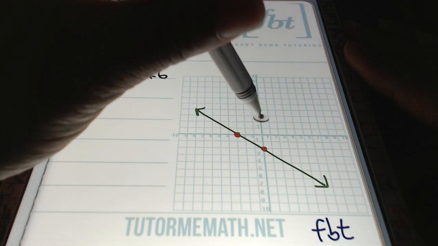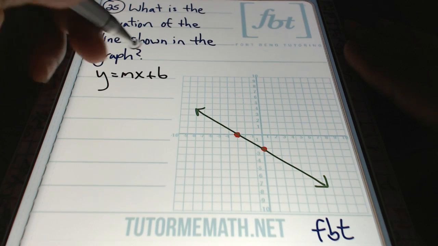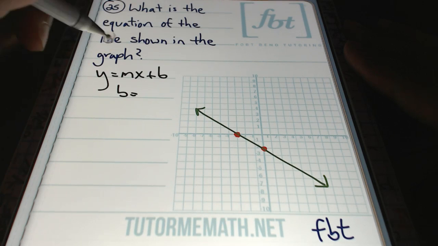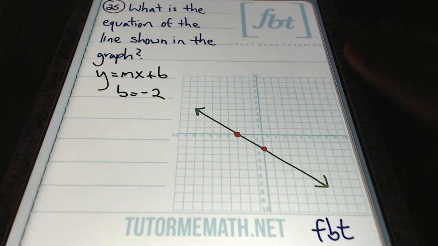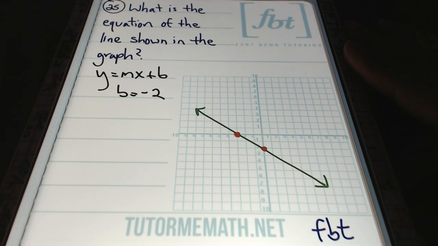Let's go ahead and start with the fact that we have our y-intercept showing right now. And the y-intercept is clearly -2. The y-intercept is at -2, meaning the line is crossing the y-axis at -2. So therefore, this value right here, I can use as my b value.